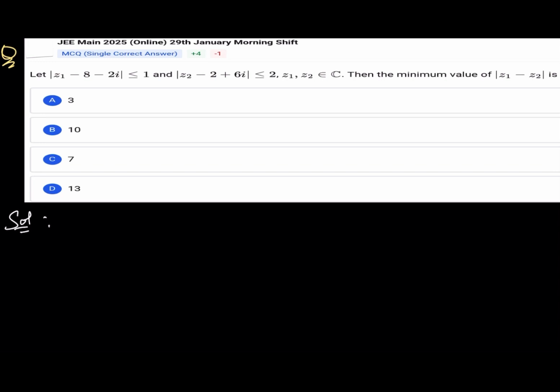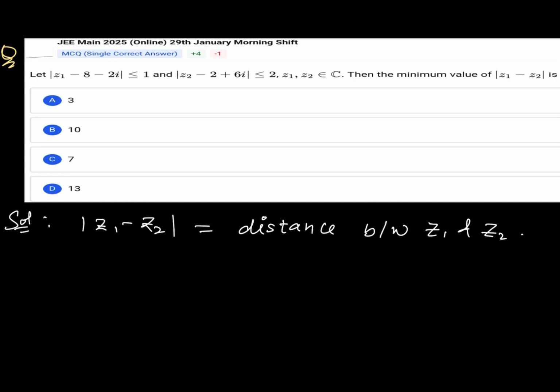Students, mod of Z1 minus Z2 is the distance between Z1 and Z2. Now let's first understand what Z1 and Z2 are.